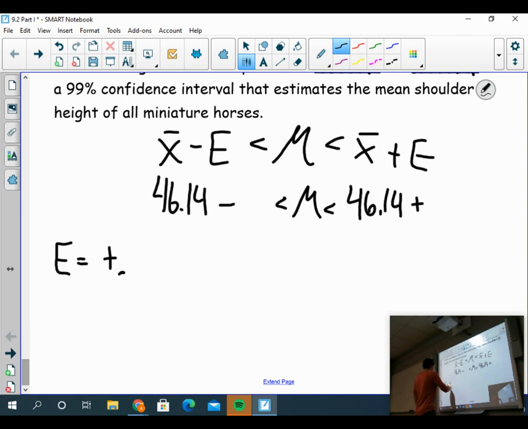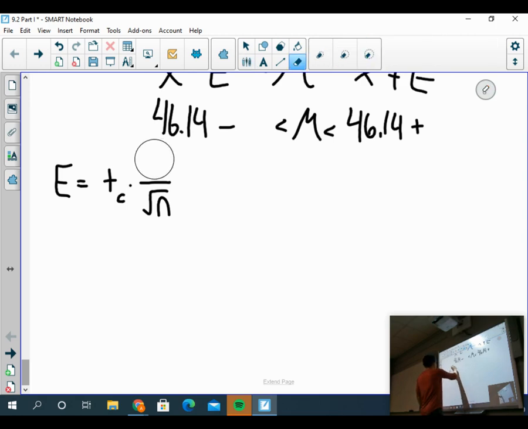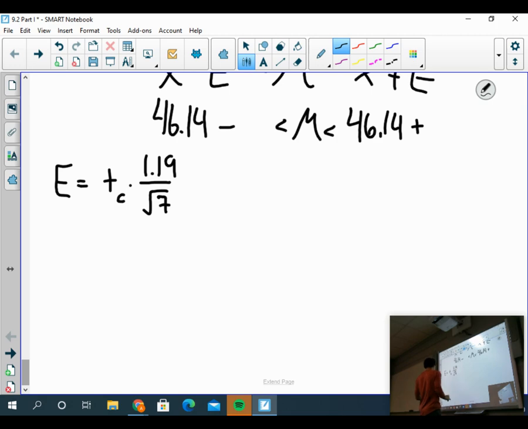So because we don't know the population standard deviation, and because our sample size is less than 30, we will be taking t of c times s divided by the square root of our sample size. Our sample size is 7, and our sample standard deviation is 1.19.